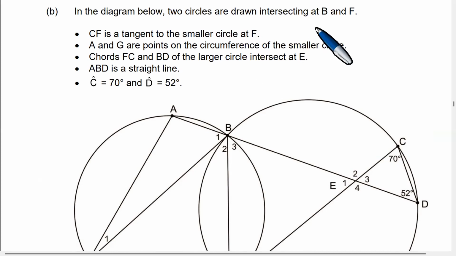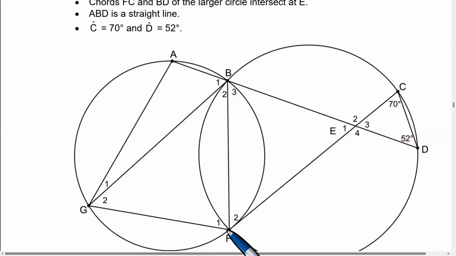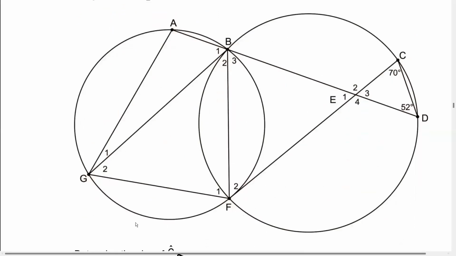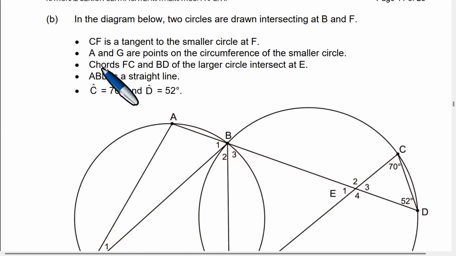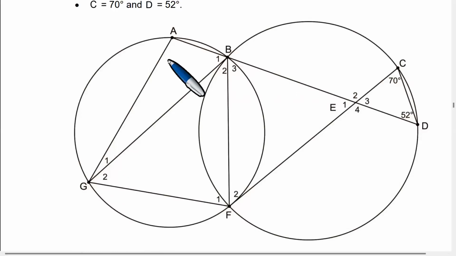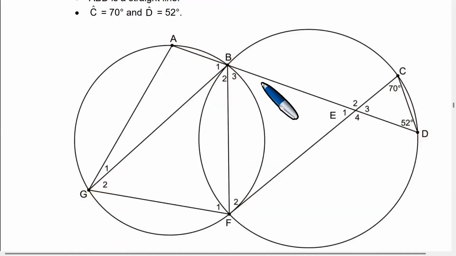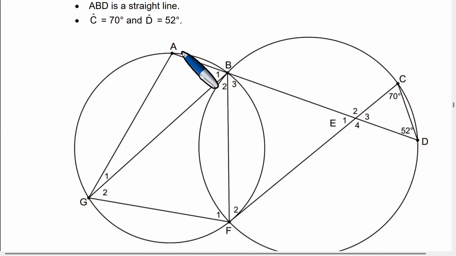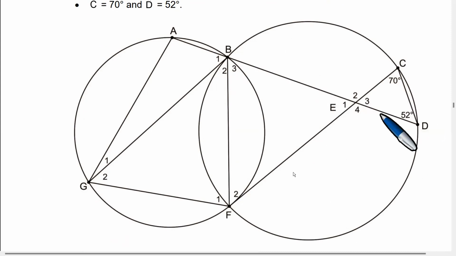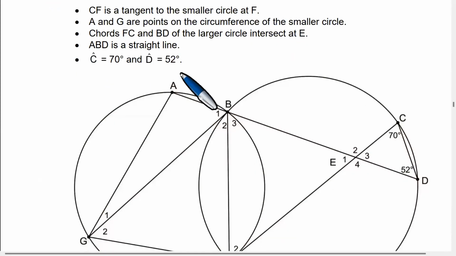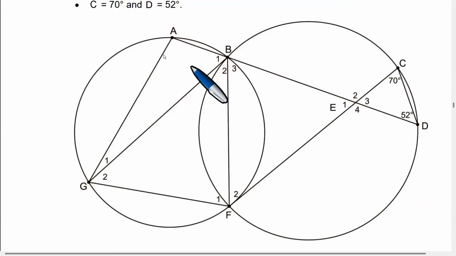In the diagram below, two circles are drawn intersecting at B and F. CF is a tangent to the smaller circle. Must not forget that. A and G are points on the circumference of the smaller circle. Chords FC and BD of the larger circle intersect at E. These are chords, therefore they're straight lines. ABD is a straight line, like this.